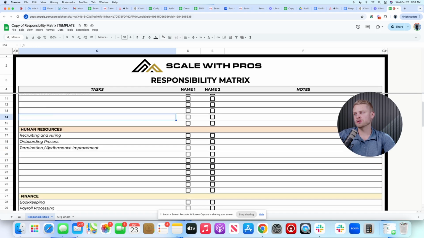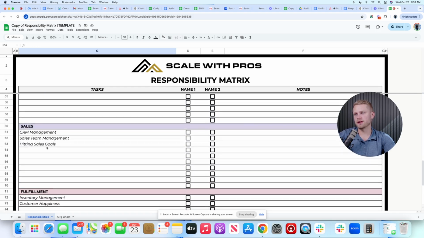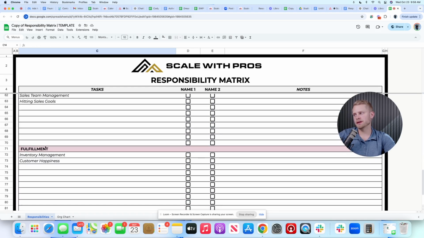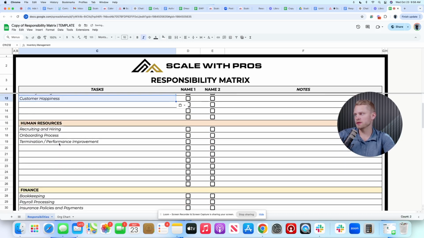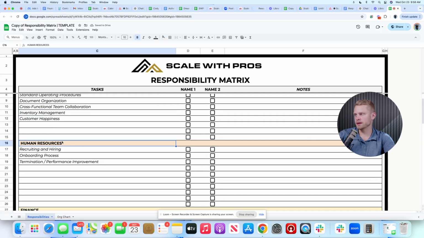So we have multiple departments and areas broken up on here. Here's what I would tell you: if you're a smaller business, just get rid of some of these areas. Don't worry about fulfillment. We're going to take these two things and drop them under operations. Human resources, let's knock that one off there as well. And we'll move this into operations as well.